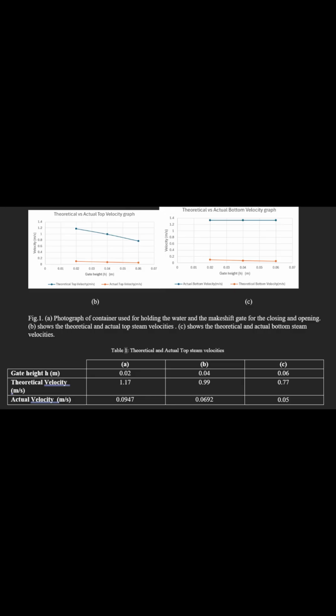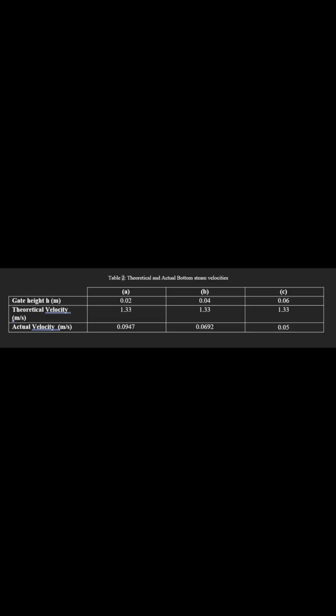The results showed that theoretical velocities were much higher than the actual measured values for all gate openings due to real fluid effects like viscosity, turbulence, and flow separation, which cause energy losses not accounted for in the ideal model. As the gate opening increased, both theoretical and actual velocity slightly decreased, aligning with the expected trend from Bernoulli's principle.